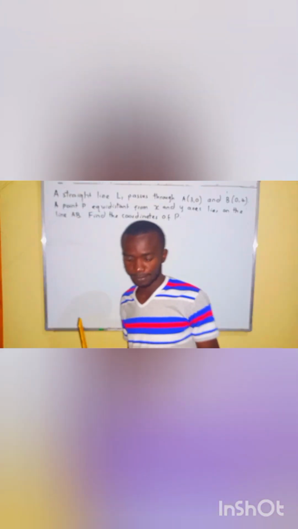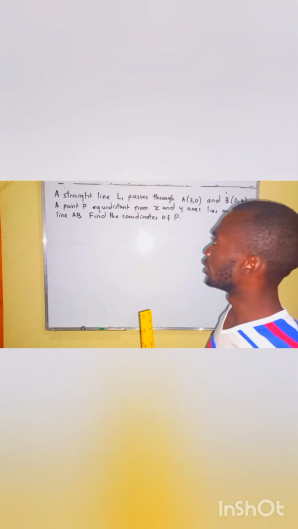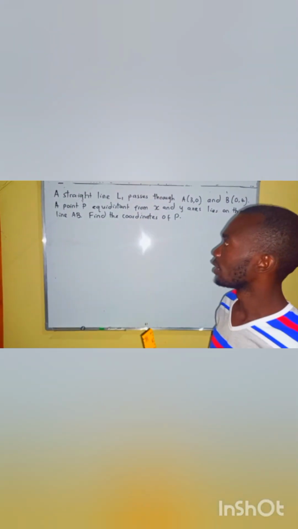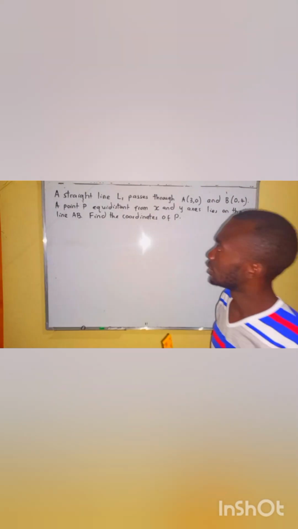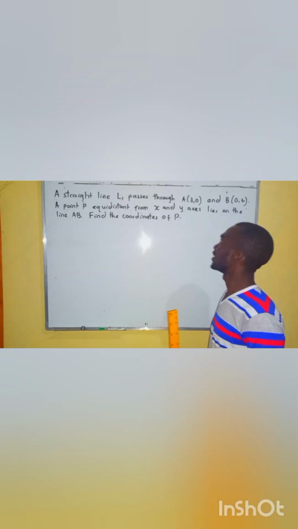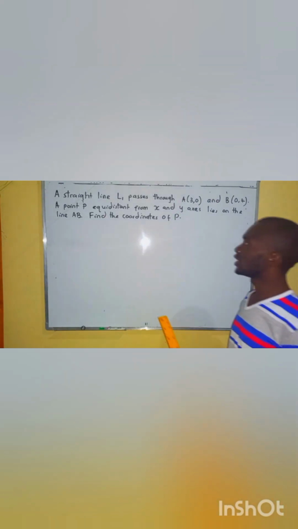Welcome again. In this tutorial, I'm going to teach about the question of a straight line. Now, the question reads: a straight line L1 passes through point A, that is (3, 0), and point B, (0, 4). A point P equidistant from the X and Y axes lies on the line AB. Find the coordinates of point P.